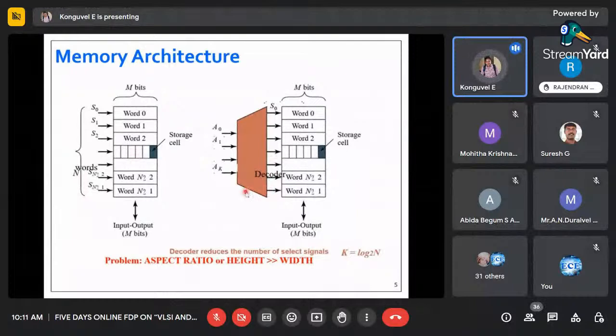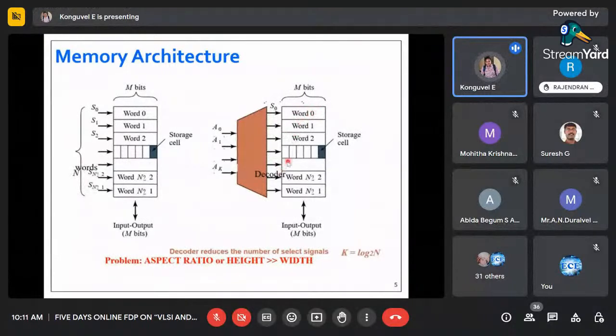We have to very carefully understand that any one of the select lines will be selected, not two. That is the function of a decoder. In a decoder, any one of the select lines will be energized or activated. So for what are we activating it? For accessing a memory word.